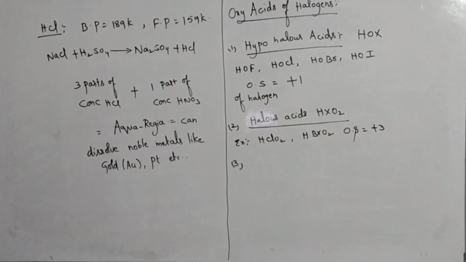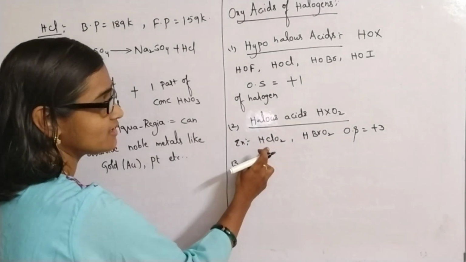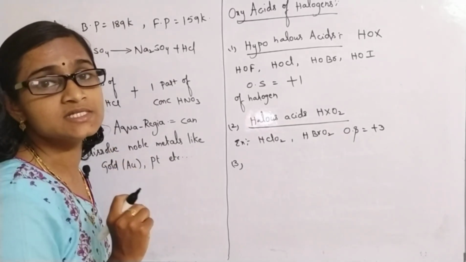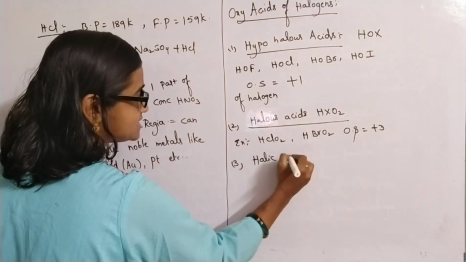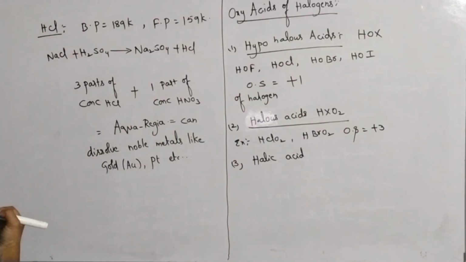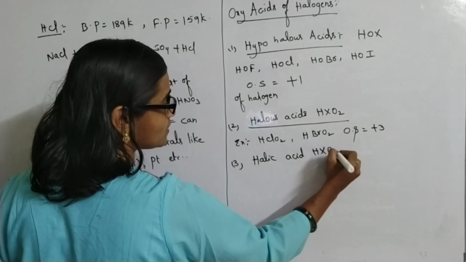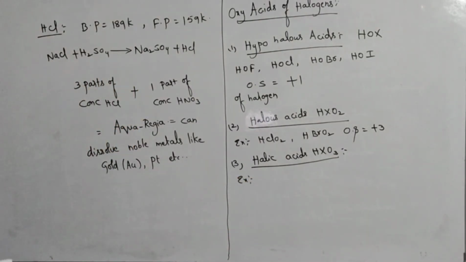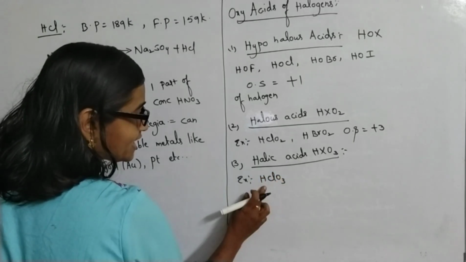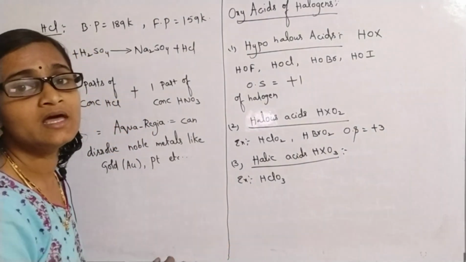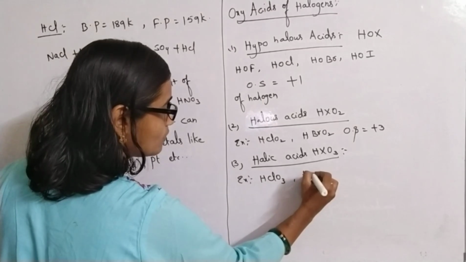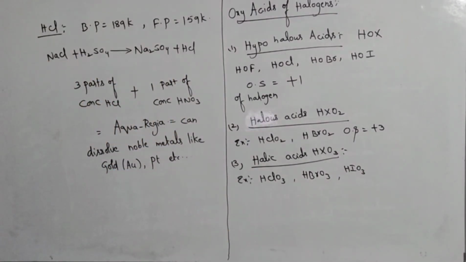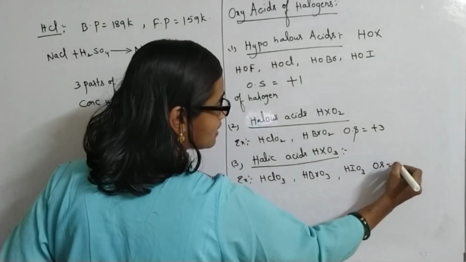Next we go for halic acids. The suffix ous stands for less oxidation state, and ic is for more oxidation state. You have to remember that. Halic acids have the general formula HXO3. Examples are HClO3 (chloric acid), HBrO3, and HIO3. In all these compounds, the oxidation state of the halogen is +5.